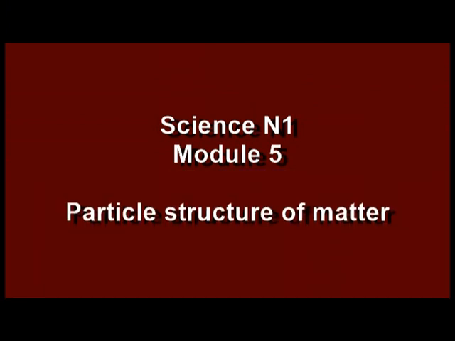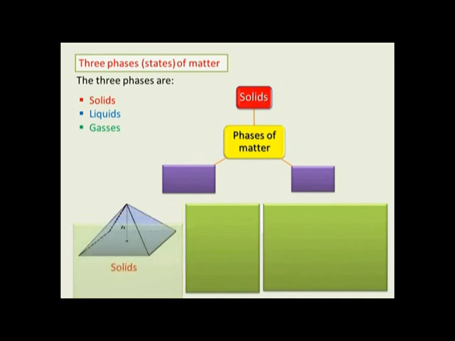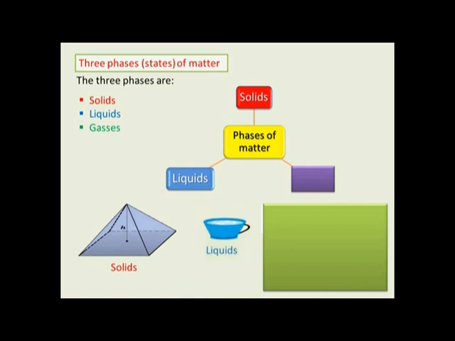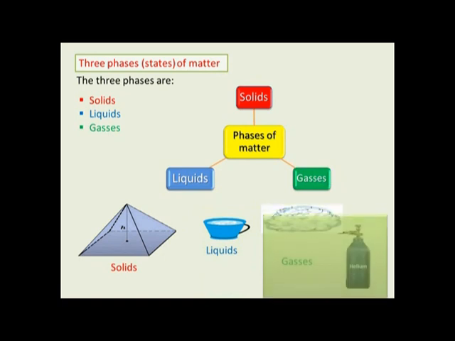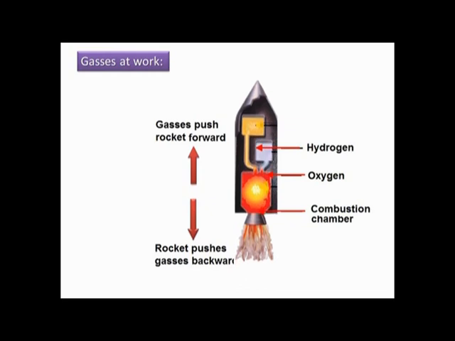Science in 1, Module 5, Particle Structure of Matter. Three phases or states of matter. We have solid, liquids, and gases. Gases at work. Hydrogen and oxygen combine in the combustion chamber, which propels the rocket.